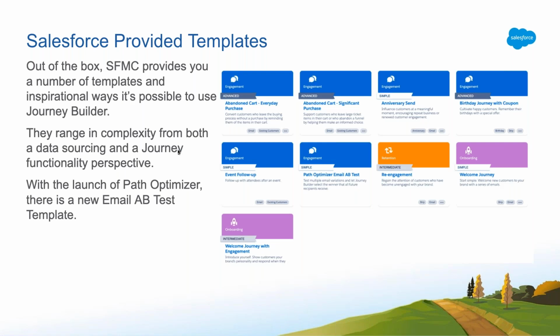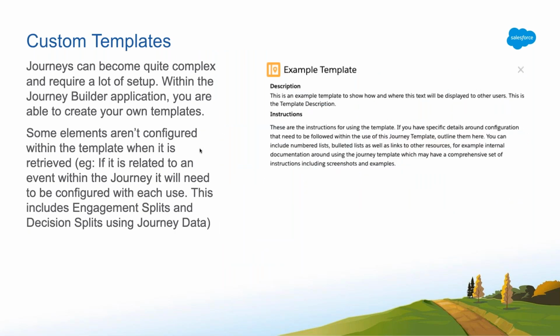Salesforce provides a range of journey templates for you to use, ranging from the simple, like the event follow-up and the path optimizer email A/B test, through to the advanced with abandoned carts and birthday journeys with coupons, which are really useful to look at and great for inspiration. But a lot of the times when you look at a template, it gives you an idea, doesn't necessarily meet your requirements fully, which is where you can start creating your own custom templates. So when you create a journey, when it comes to saving your journey, you have the option to save as template.